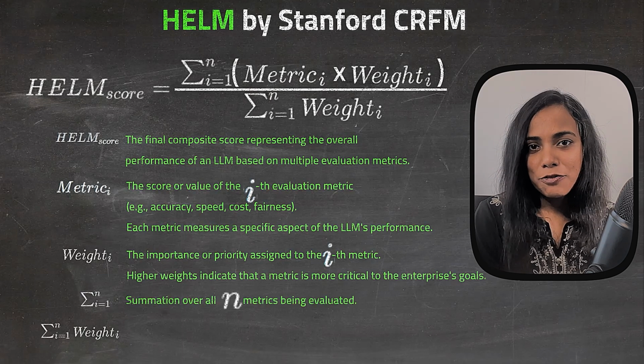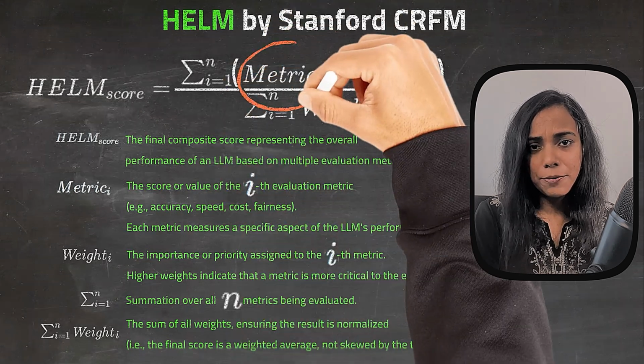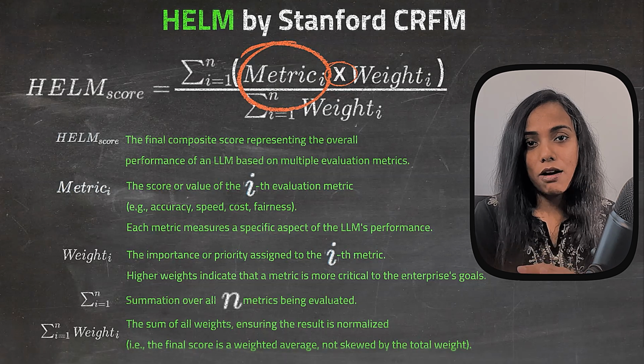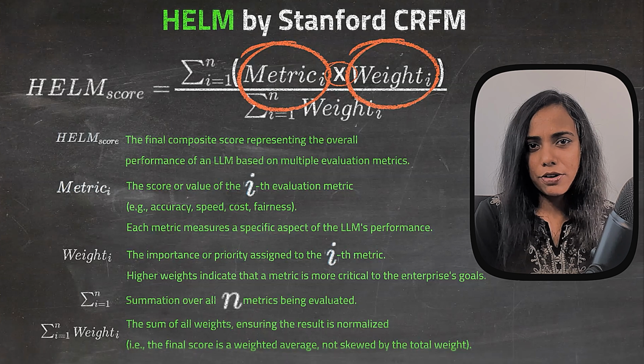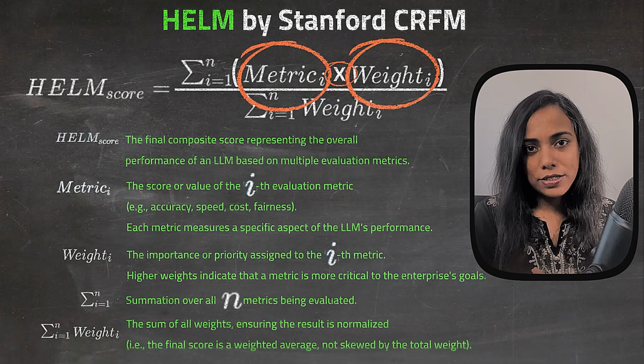And this is the formula that is used to calculate this. Basically, you take the metric, multiply it with how important it is using something called the weight, which could be 10, 20, 40, etc. And then you divide it by the sum of the weights.